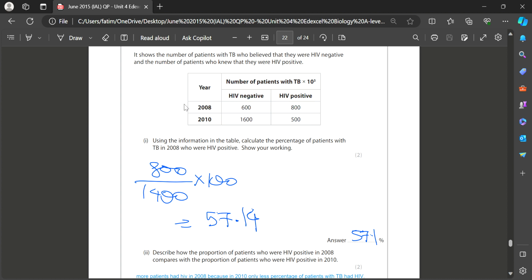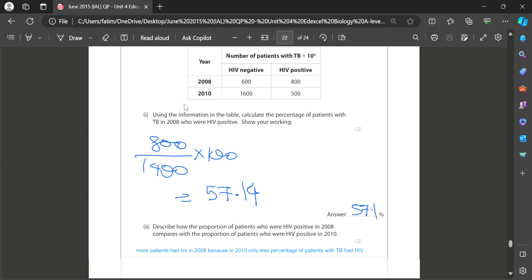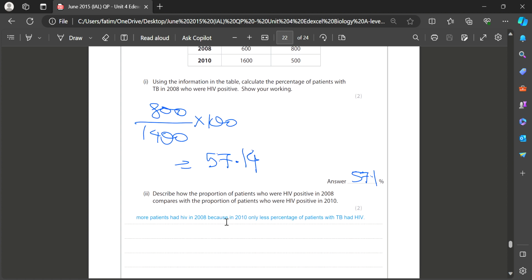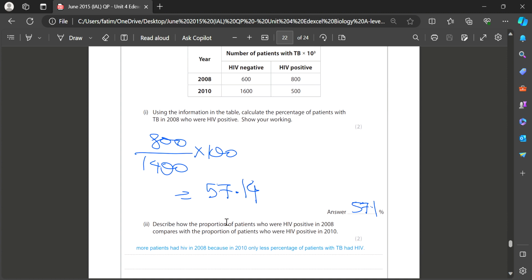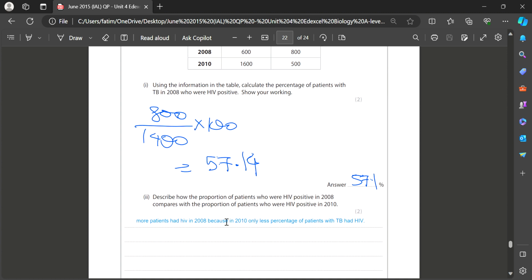So if you just look at it, you'll know that more patients had HIV in 2008. And in 2010, there was a lower percentage of people, even though more people were getting tested, but there was a lower percentage of patients with TB who had HIV. So that's exactly what I mentioned. You don't need to go into any other additional detail. If it said describe and explain, then you had to explain why.